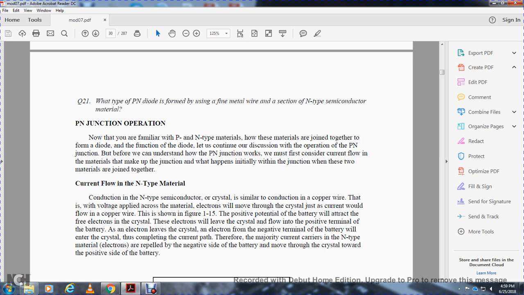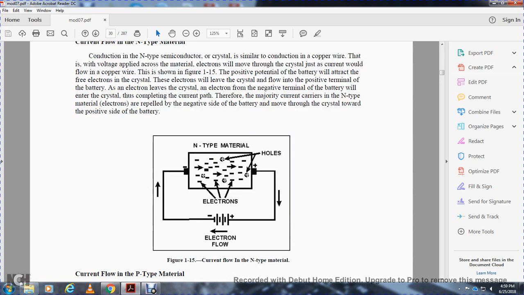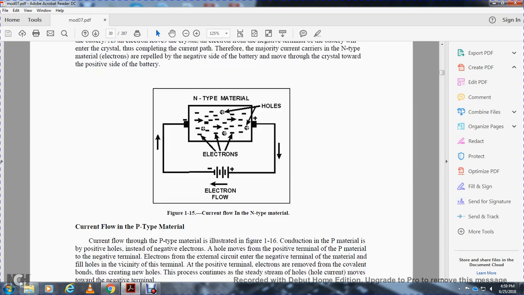Electrons leaving the crystal are replaced by electrons from the negative terminal of the battery entering the crystal, completing the current path. Therefore, the majority current carriers of the N-type material are electrons, repelled by the negative side of the battery, moving through the crystal toward the positive side of the battery. Figure 115 shows the current flow in the N-type material from the negative to the positive, which is the flow of electrons.